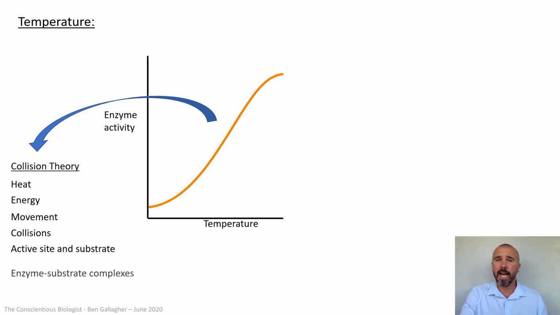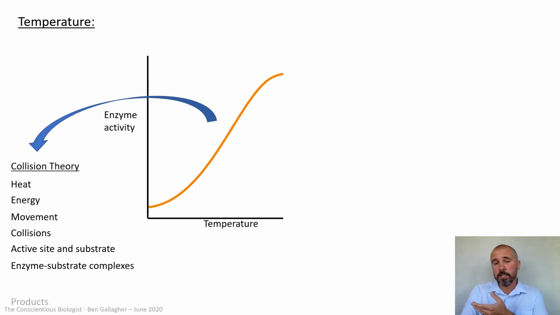When the collision is between the active site and the substrate, they'll form enzyme substrate complexes, which means you're going to get products. And the production of products is the defining thing about enzyme activity. Okay, so the more heat you add, the faster they move, the faster the reaction.